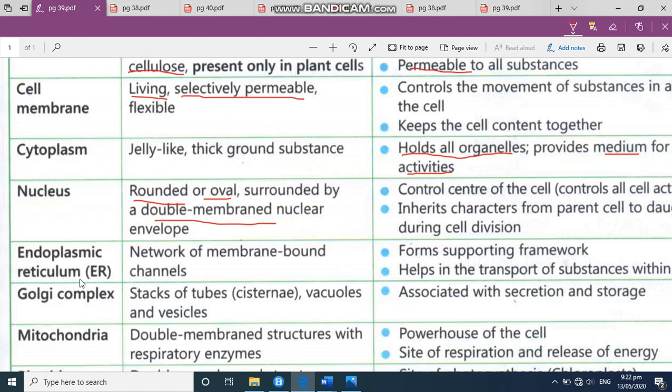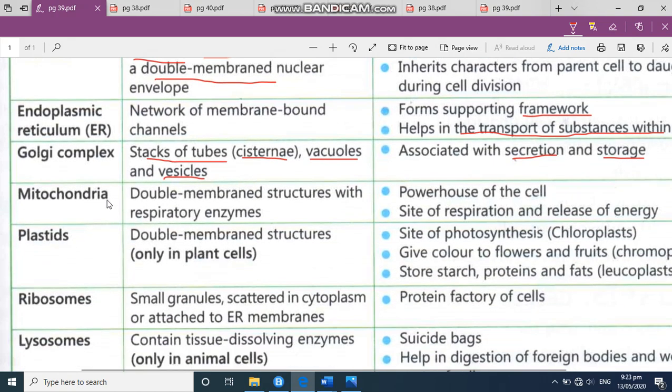Then comes endoplasmic reticulum. It is also a double membrane structure, membrane-bound channels, and it forms the framework, just like I told you before, the skeleton of the cell. And what is the function? Helps in the transport of substances within. Then Golgi complex, a stack of tubes, also known as cisternae, and vacuoles and vesicles, small vacuoles and vesicles. What is their function? Secretion and storage.